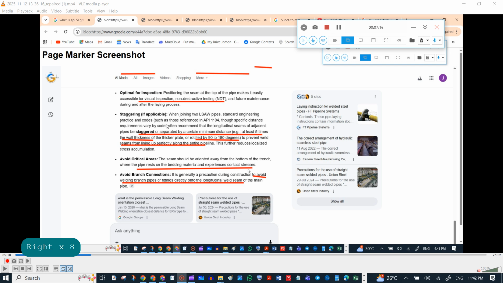Staggering is also required, because the seams should be staggered or separated when joining two longitudinal SAW pipes. Standard engineering practices or codes recommend longitudinal seams of adjacent pipes to be staggered or separated by a minimum distance of at least 5 times the wall thickness of the thicker plate, or rotated by 90 or 180 degrees to prevent weld seams from lining up perfectly along the entire pipeline.